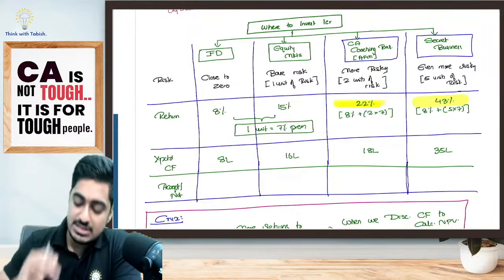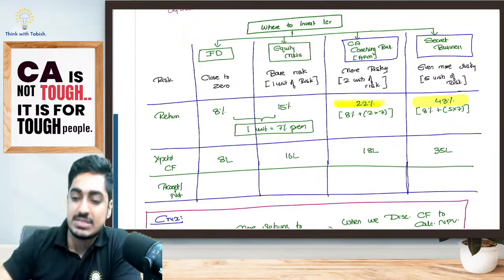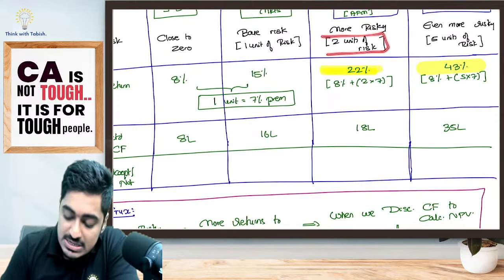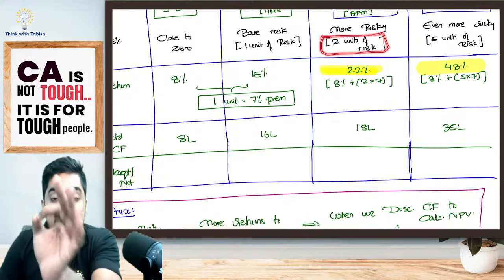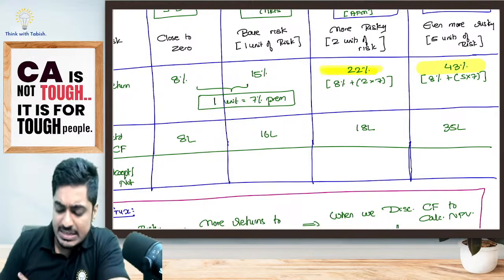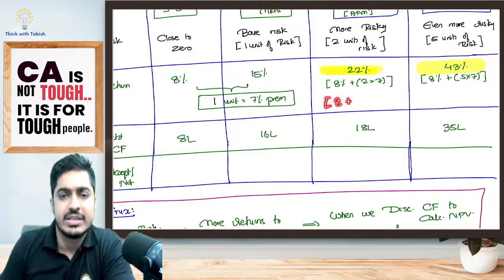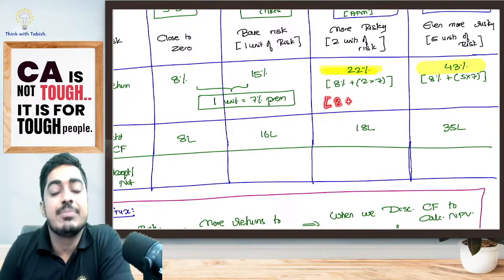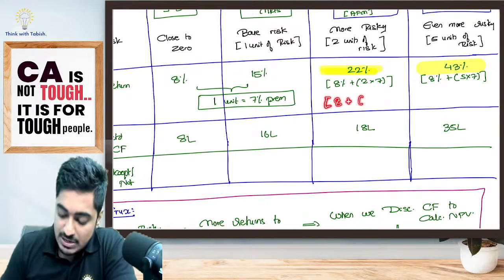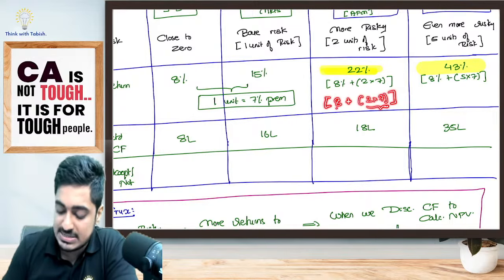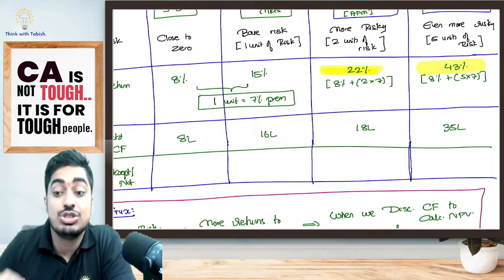Now imagine tomorrow I decide to start another business, which is even more risky. I'm saying 2 units of risk are there in that. How much return should I be getting? Without any risk, I get 8%, so this 8% I should get in any case. How many units of risk am I taking? 2 units. For every 1 unit of risk, I want 7%. That means for 2 units of risk, an additional 14%. So 14 plus 8, 22% I should be getting.